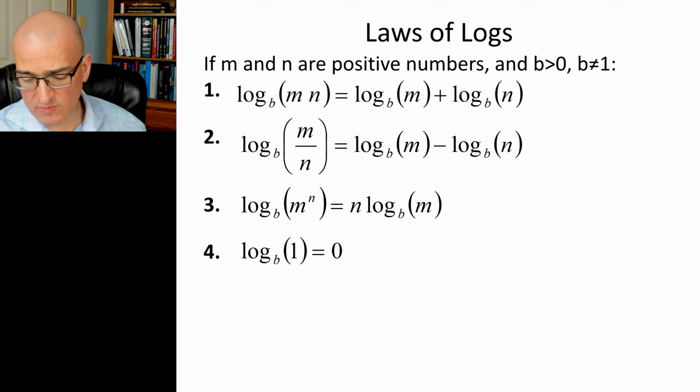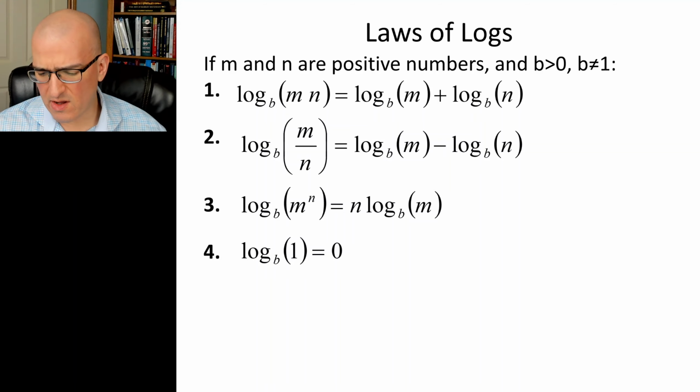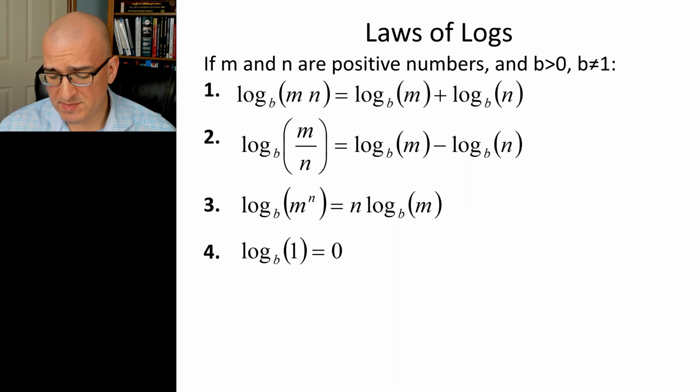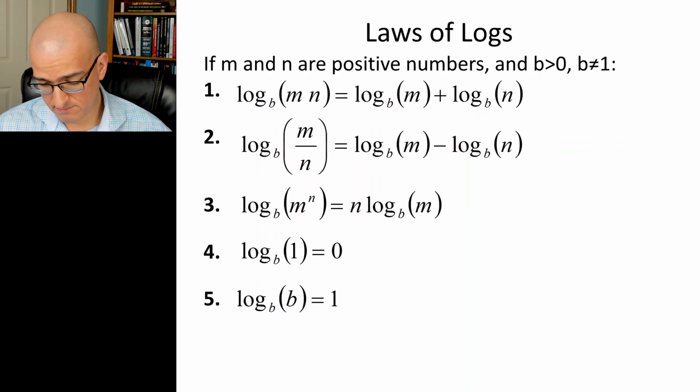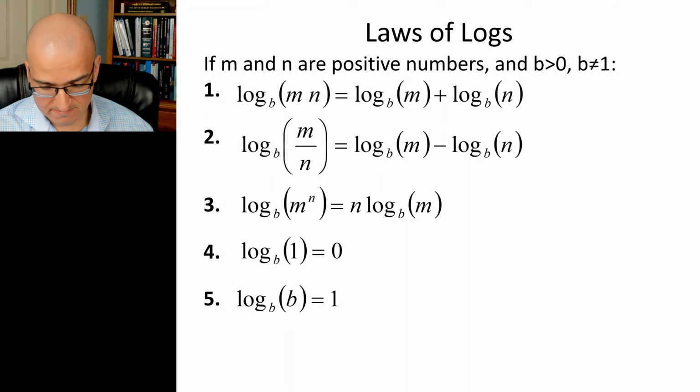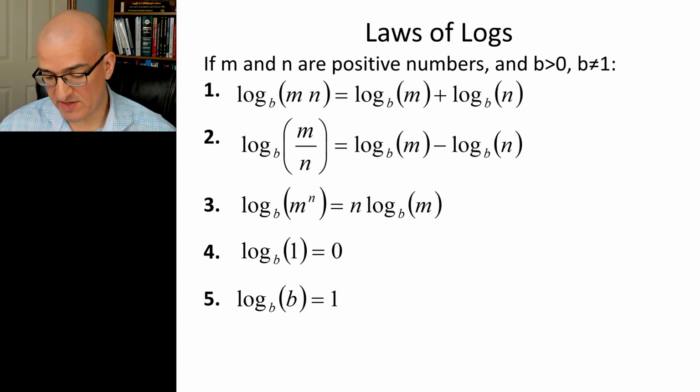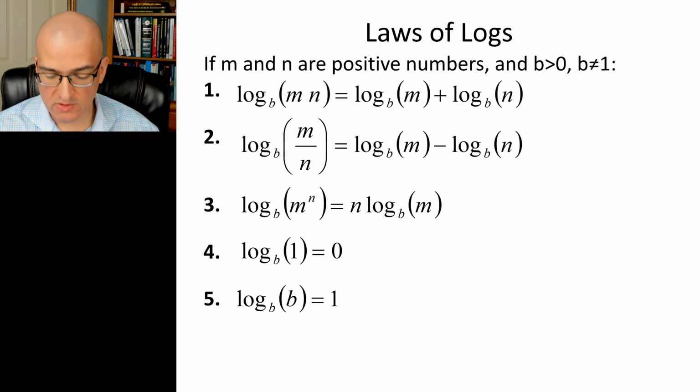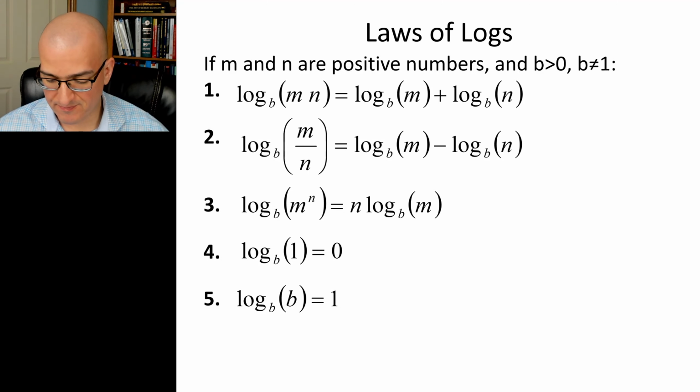The next thing's more of a definition, not really a law. Log base b of 1 is equal to 0. I'll explain why in a moment. Next thing's similar, it's just a property. Log base b of b is equal to 1. Looks mysterious, but I'll explain why that's true.